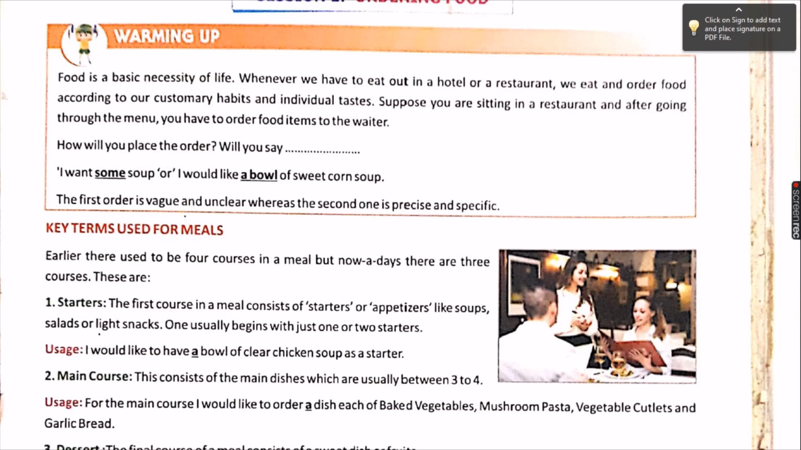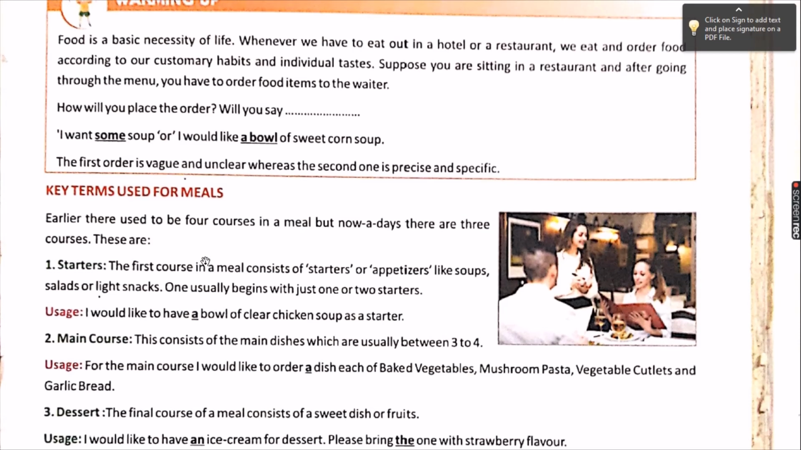See, one sentence is given here: I want some soup, or I would like a bowl of sweet corn soup. The second one is very clear, whereas the first order is vague and unclear. Now let's see the key terms used for a meal.